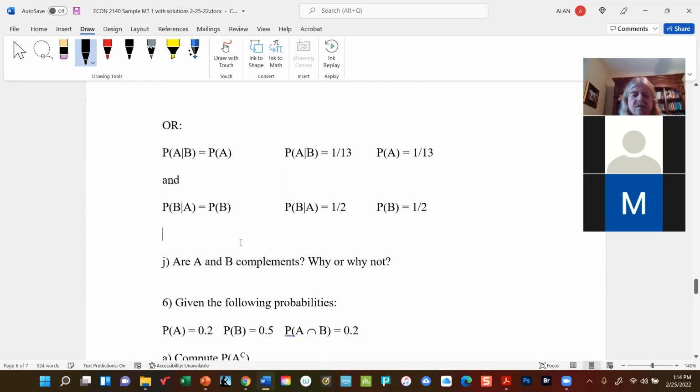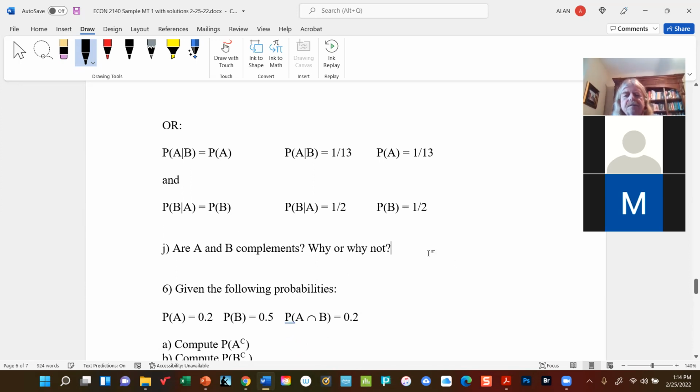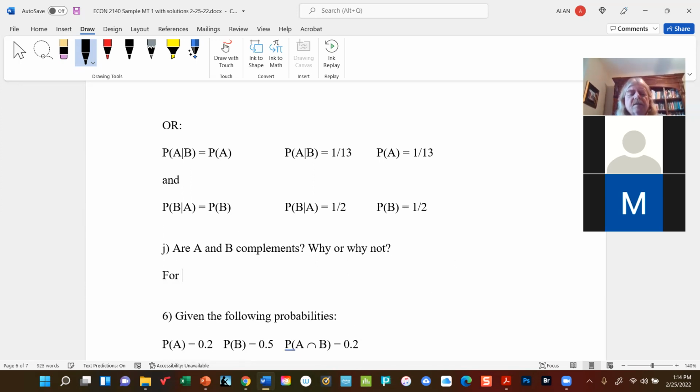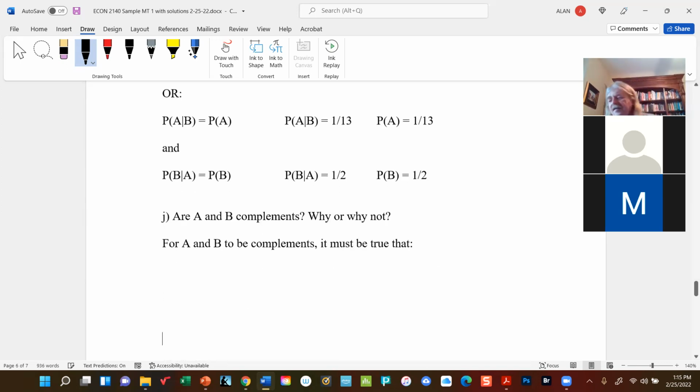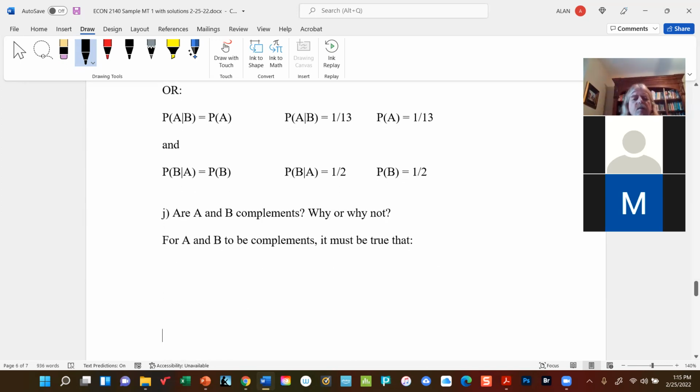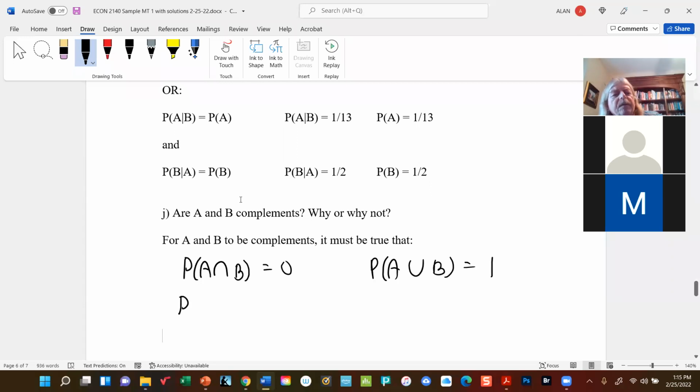Now, are they complements? Well, that's a different question altogether. For A and B to be complements, there are two conditions that have to be met. The probability of A and B, or A intersect B, must be 0. And their union has to be 1. But this is false. We already have seen this. They are not mutually exclusive.